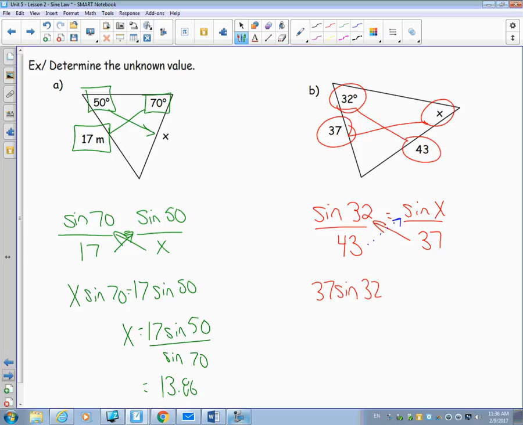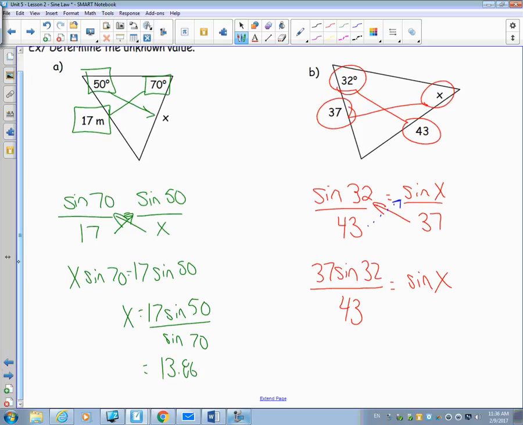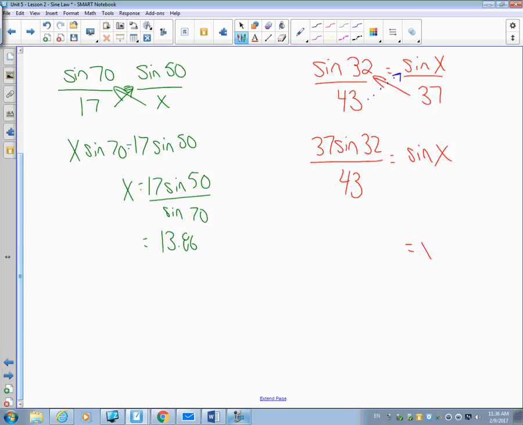I'm going to leave the 43 where it is, on the bottom of the fraction, because that way I have x isolated. The only problem is it has that sine in front of it. To get rid of the sine to find an angle, we have to take an inverse. Now I can figure out the division part first. I can actually do 37 sine 32 divided by 43, and then take the inverse of it. Or I can use a bracket function in my calculator and just type it all in the way it looks. Either way, I should end up with 27.13 degrees. Okay, those are the two basic sine questions we can do, an unknown side or an unknown angle. As long as you have a pair, sine law works great.